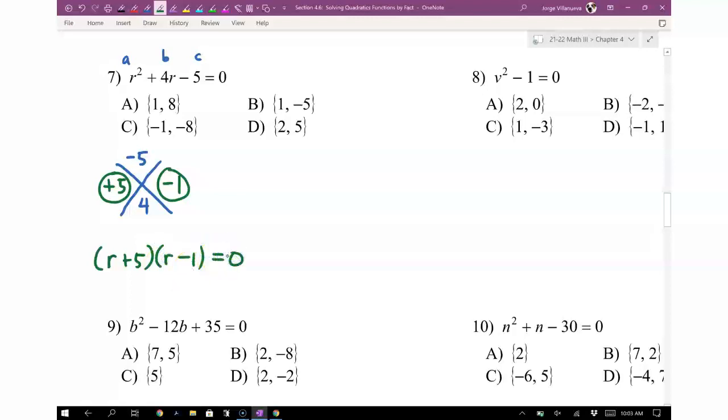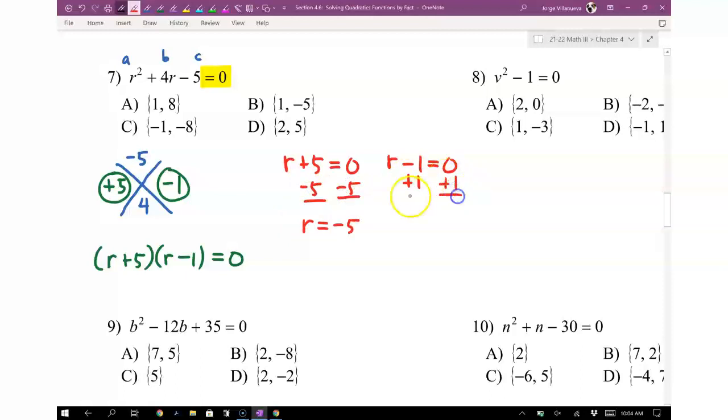Why do I put equals 0? Well, because that's what they have in the beginning of the problem, that equals 0. Well, all I have to do now is get those two factors and solve for each one. So here we go. R plus 5 equals 0. R minus 1 equals 0. Solve for both of them and find your answers. If I subtract 5 on both sides, I get R equal to negative 5. I'll add 1 over here to both sides. I get R equal to 1.